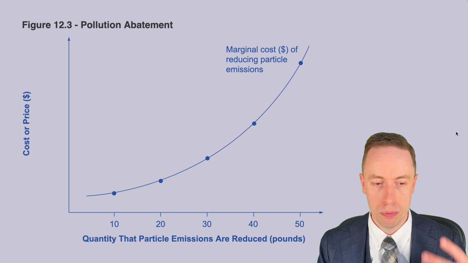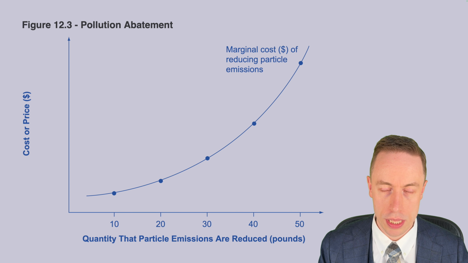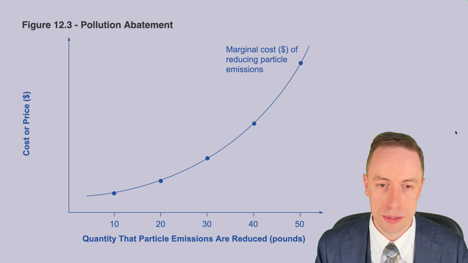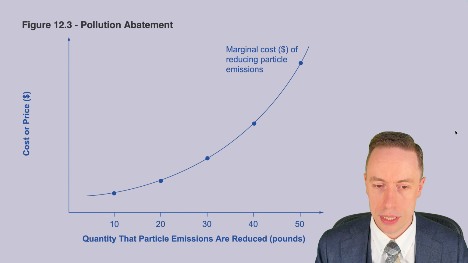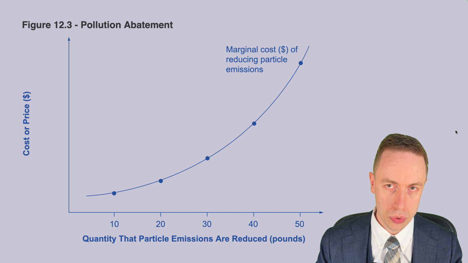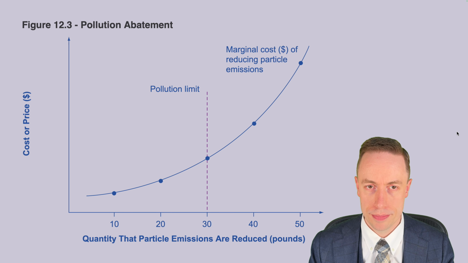So there's some type of pollution here we want to get in line. Let's say it's an air pollution problem. We've got maybe an acid rain problem or something along those lines. So we've got some environmental engineers that had a look at this, and they said, okay, what we have to do is reduce the amount of particles we put into the air by 30 pounds.